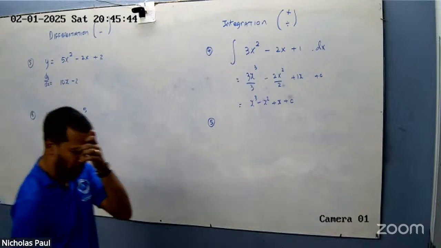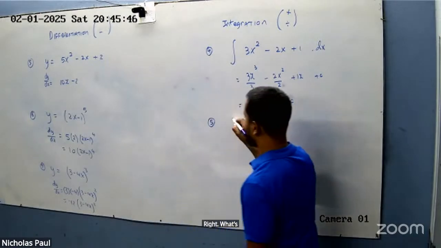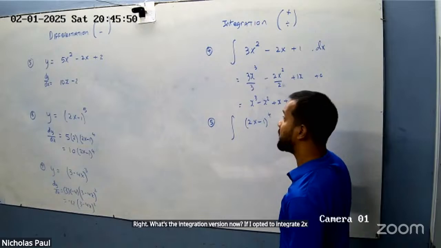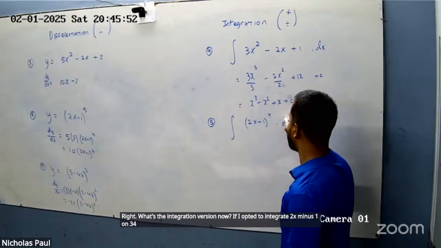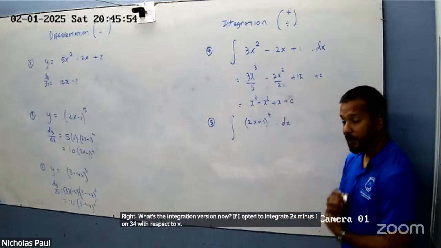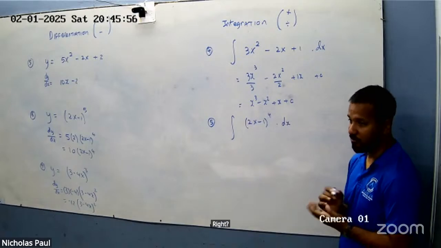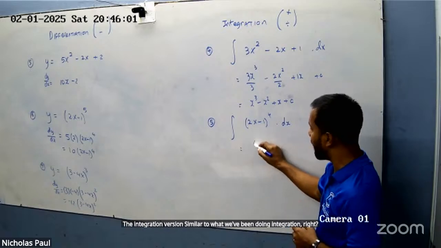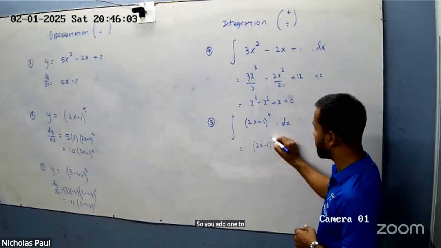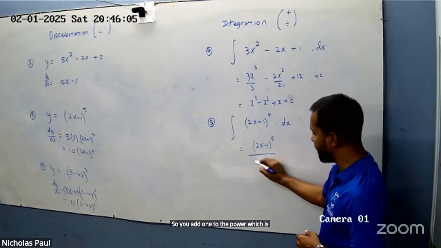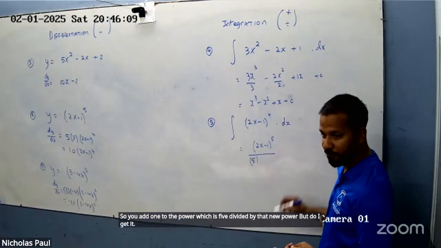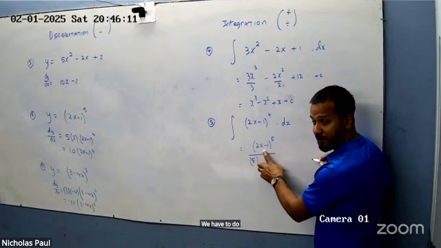Right. What's the integration version now? If I ask you to integrate 2x minus 1 all to the 4th with respect to x, right? The integration version is similar to what you've been doing in integration, right? So you add 1 to the power, which is 5, divide by that new power, what? Let's do again. You have to differentiate the brackets and divide by it, right?